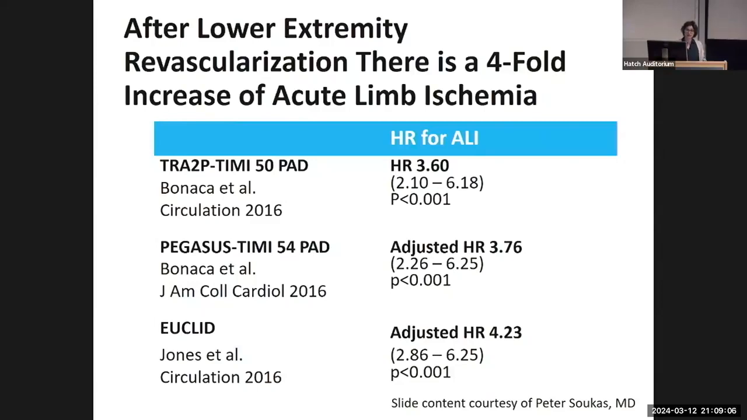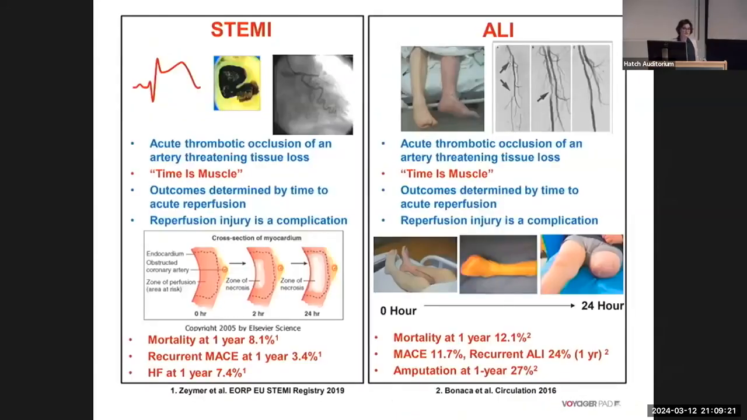So it's important for your claudicants that you're careful about who you refer, and this is why. After lower extremity revascularization, it's been reproduced in multiple different studies that there's a fourfold increase of acute limb ischemia for patients. You can think of acute limb ischemia as analogous to a STEMI, but with worse outcomes, right? So really, time is muscle in both conditions. It's an acute thrombotic occlusion, but the mortality after acute limb ischemia is 12% compared to 8% with a STEMI.